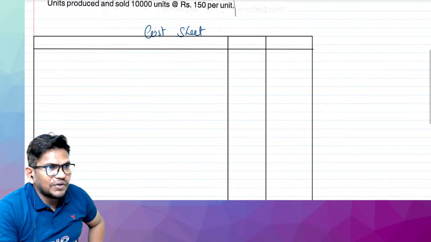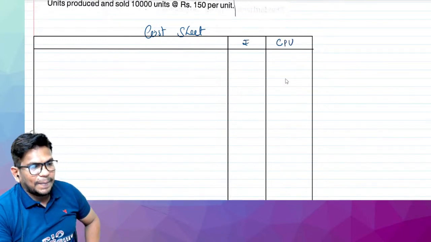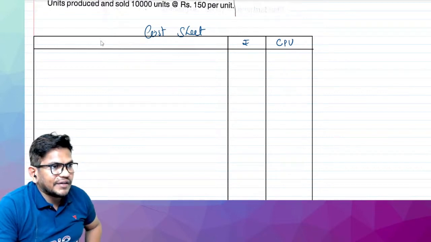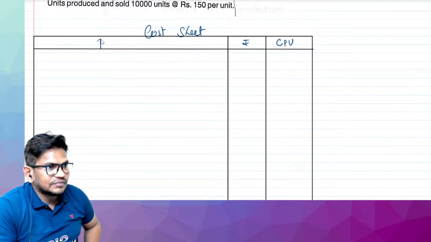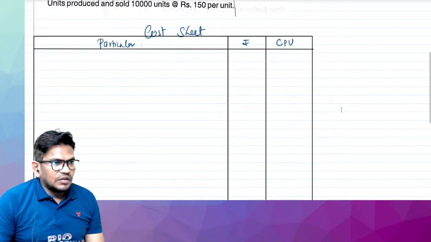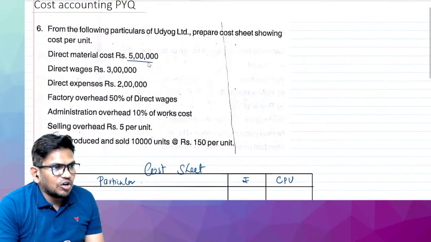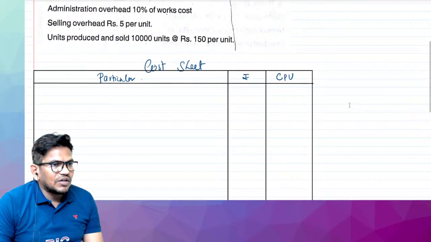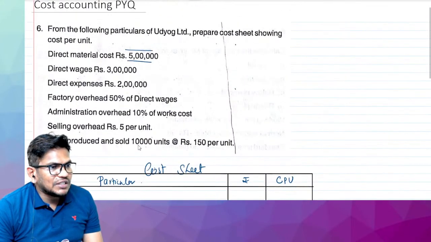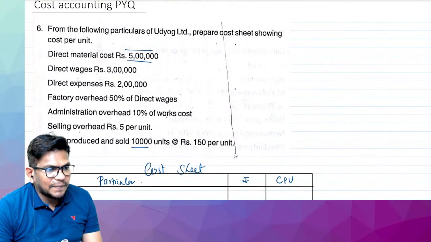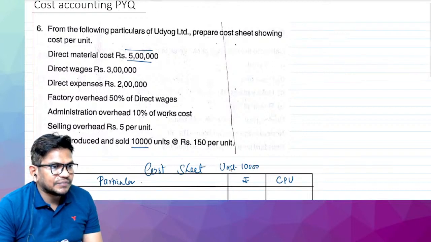This is your cost per unit. This is your amount. And here we have particulars. Let's solve this now. What is the first? Direct material, how much do we have? 5 lakh. Units produced, how much? 10,000 units. You just write it here, 10,000 units.